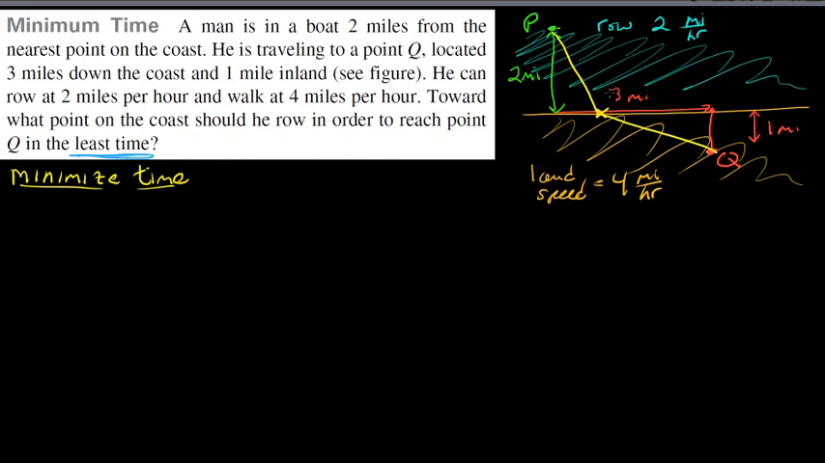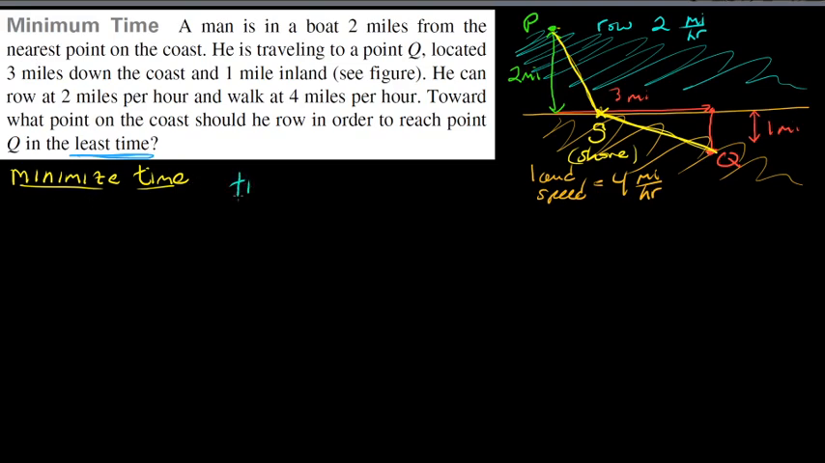Okay, so we already have this point P, this point Q. Let's call this point S. S for shore, because it's right on the shore. That's okay, right? So that's the point we want to land at, and we want to minimize the total time to go from P to S, and then from S to Q. Okay. So how do we calculate that time?